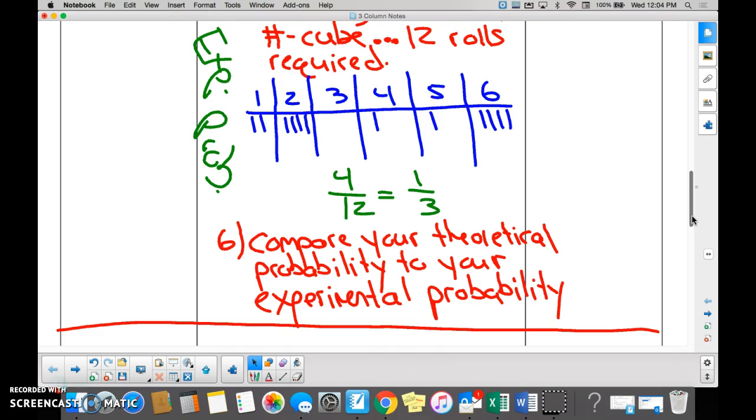Walking away from this, if you understand the difference between the two and can tell me the formulas, you're golden. Probability will be a slam dunk for you, because that is the big difference in probability, the theoretical part and the experimental part. The formulas do differ, and you do have to understand those differences.